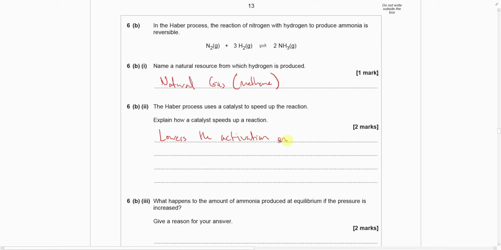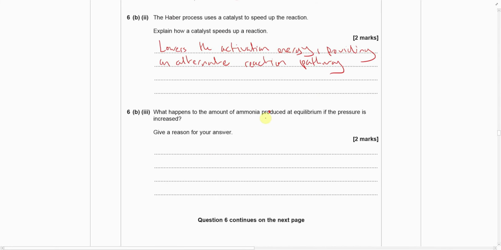Lowers the activation energy, providing, and this is the second mark, an alternate reaction pathway. So just another route that the reaction can take with much less energy, so it happens much quicker.